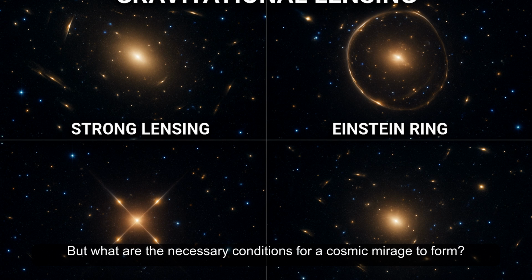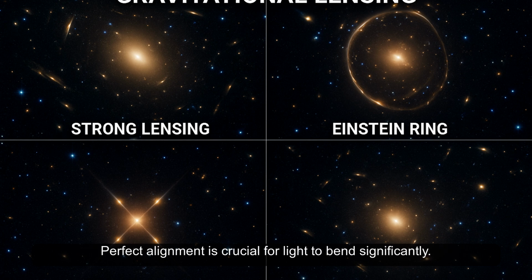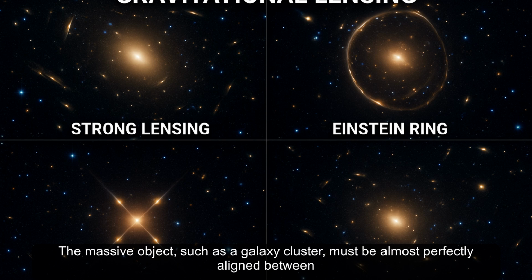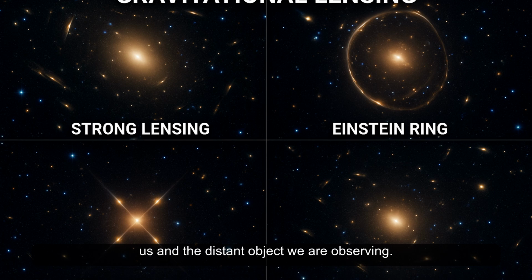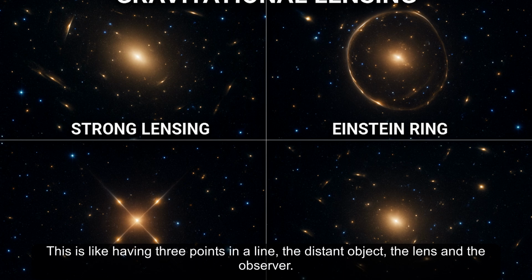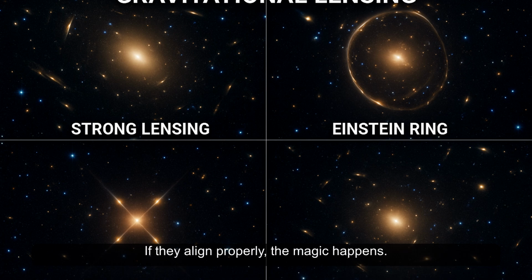But what are the necessary conditions for a cosmic mirage to form? Perfect alignment is crucial. For light to bend significantly, the massive object, such as a galaxy cluster, must be almost perfectly aligned between us and the distant object we are observing. This is like having 3 points in a line: the distant object, the lens, and the observer. If they align properly, the magic happens.